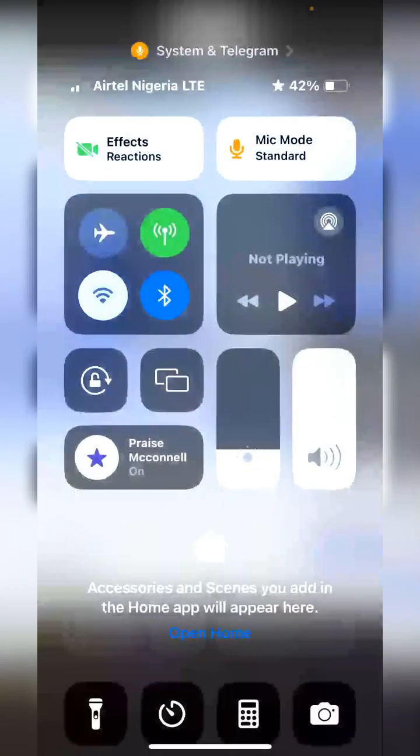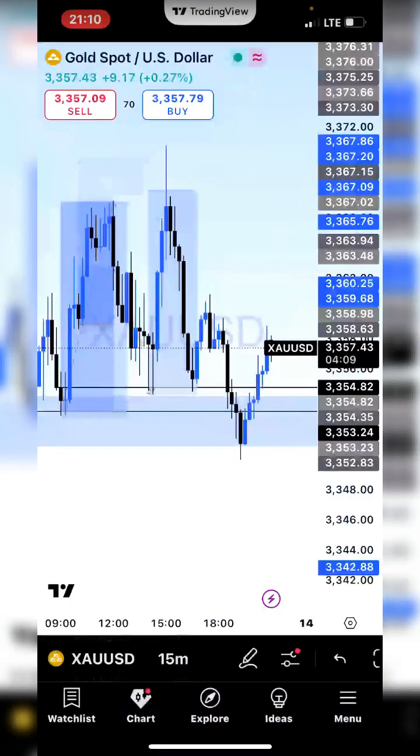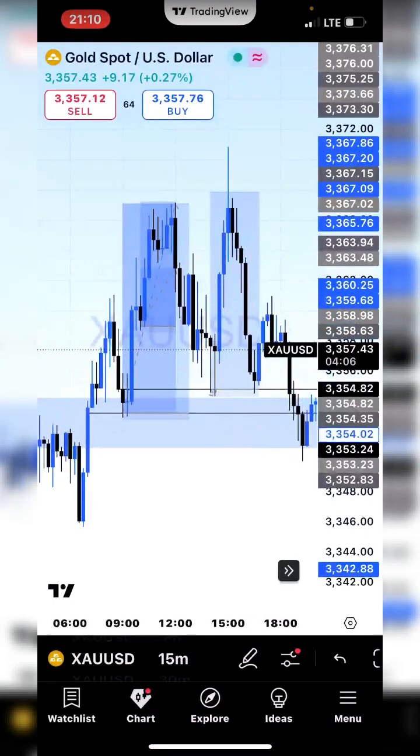So now, the main name of the strategy we want to learn today. Hope you guys can see my screen, right? Yes, sir. Okay. The name of the strategy is the APA strategy, advanced price action.